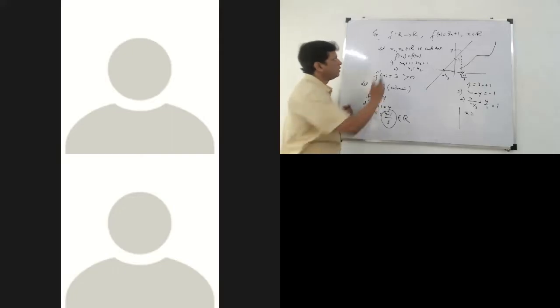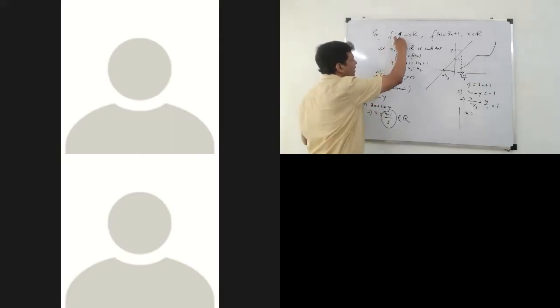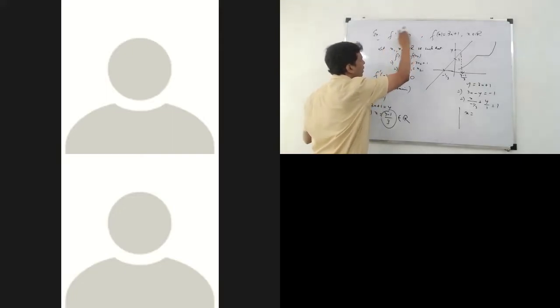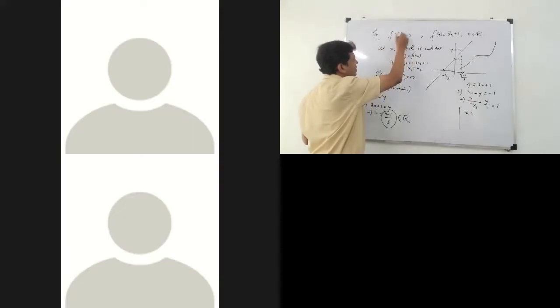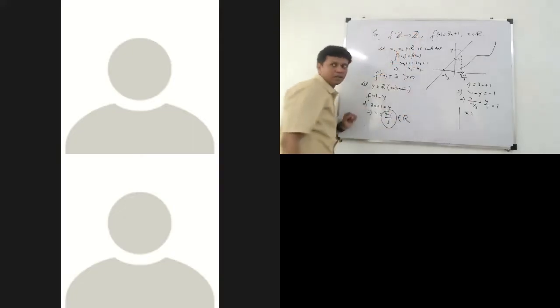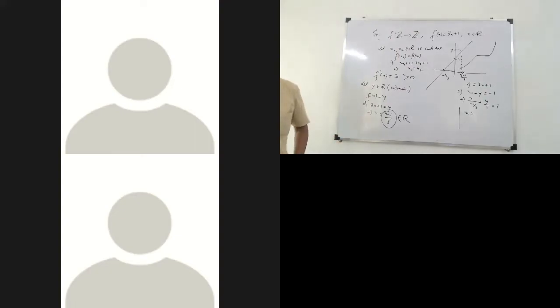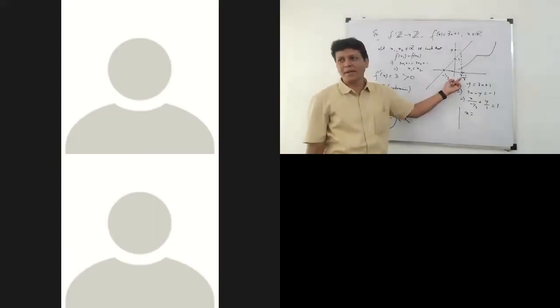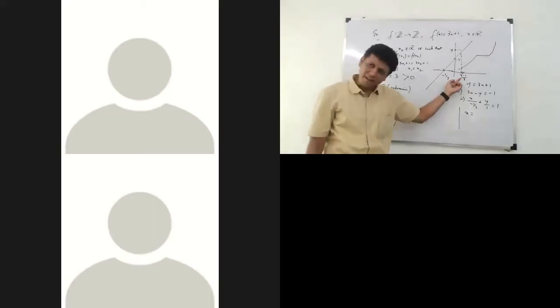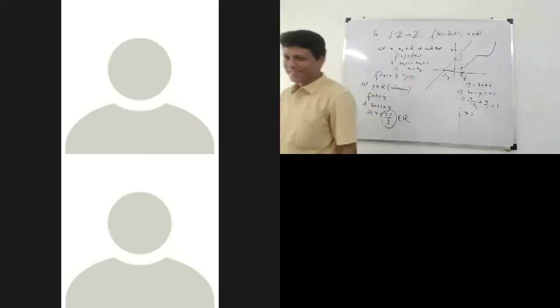But if instead of real numbers, we take Z to Z, is this onto? No, sir. Because this is a fraction. This doesn't exist in the codomain. Am I clear? Have you understood?